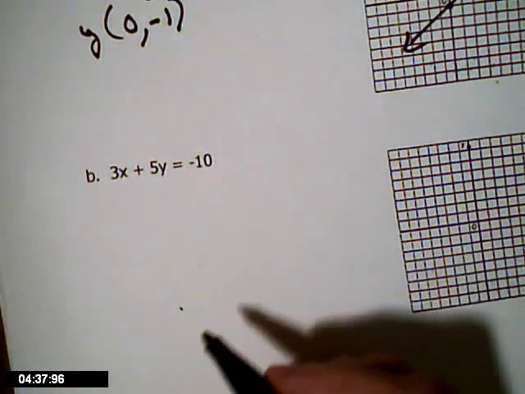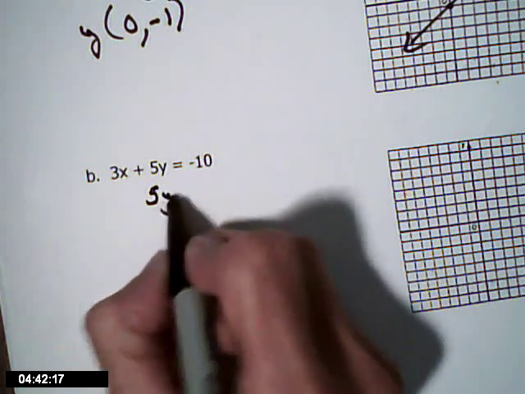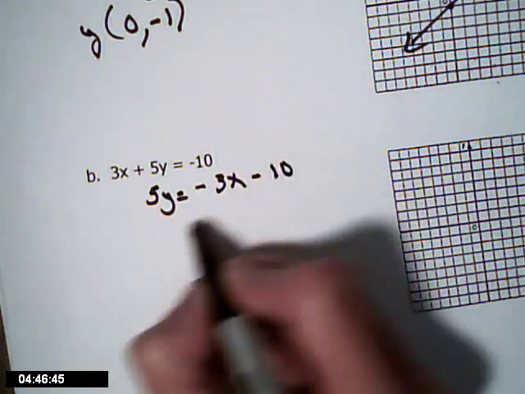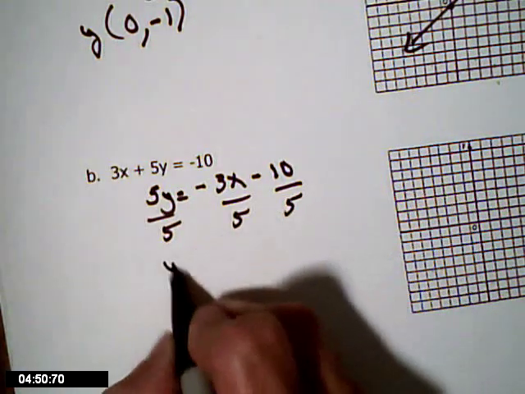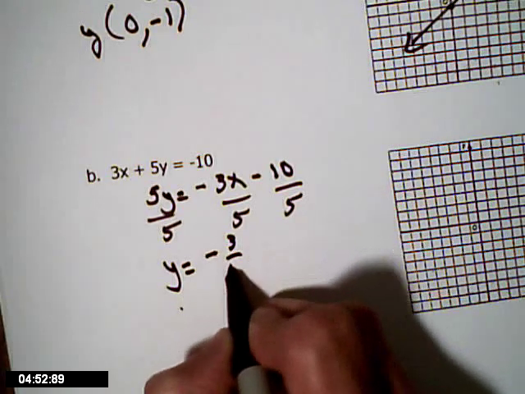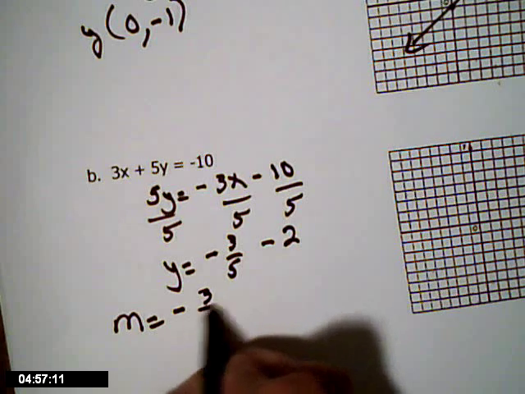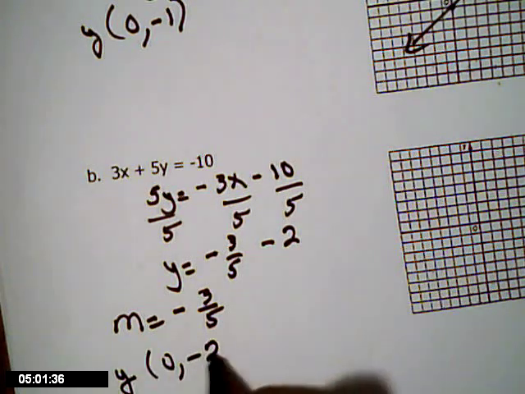Now in this second one, it asks me to graph by slope-intercept, so I need to solve this for y first. So let's move the 3x, changing the sign, and then divide everything by 5. So I have y equals -3/5 x minus 2. My slope is -3/5, and my y-intercept is 0, negative 2.